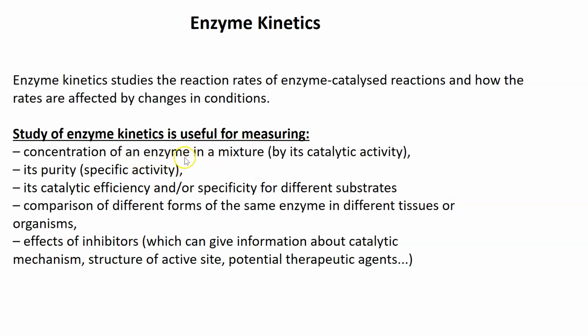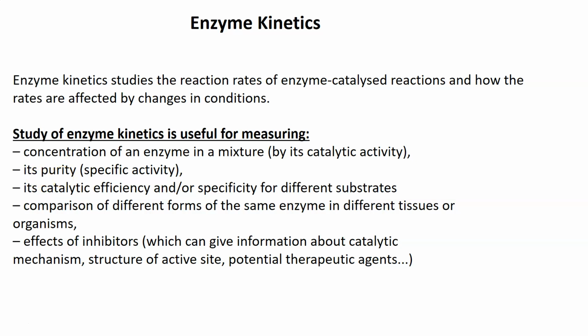But at a molecular level, all the data that we get about enzymes is usually done in the lab, and it's usually done at the molecular level. From these experiments we do in the lab, looking at enzyme kinetics, we can work out, for example, the concentration of an enzyme in a mixture. We can do that because we might know certain things about the enzyme, about its catalytic activity, how fast it can actually go, because somebody else might have done that. So we can use that data to work out the concentration of an enzyme in a mixture. We can also work out its purity.